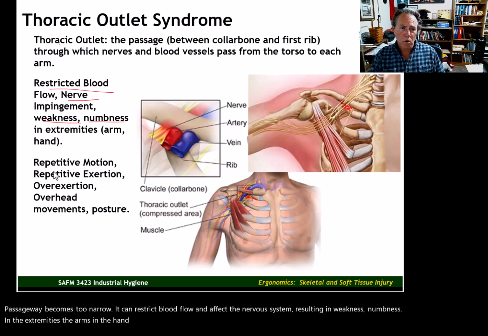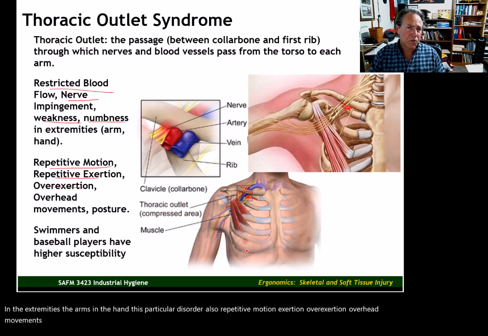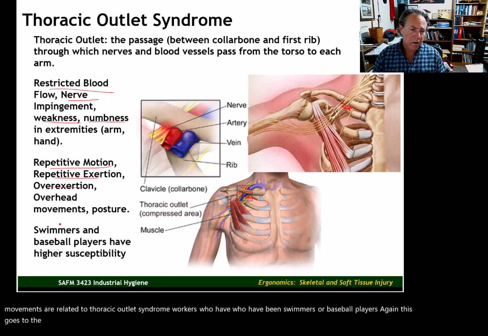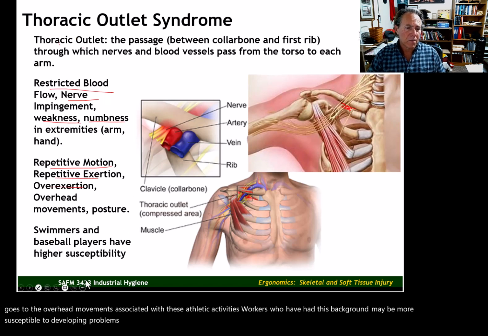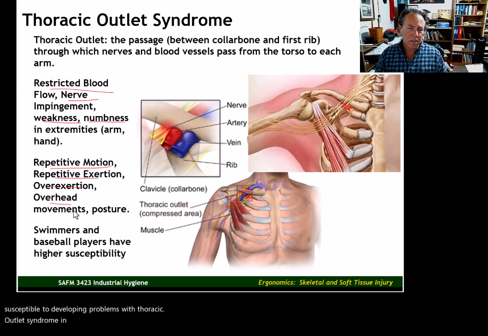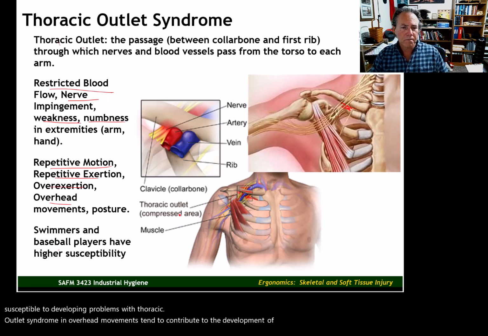This particular disorder, also repetitive motion, exertion, overexertion, overhead movements are related to thoracic outlet syndrome. Workers who have been swimmers or baseball players, again, this goes to the overhead movements associated with these athletic activities. Workers who have had this background may be more susceptible to developing problems with thoracic outlet syndrome. And overhead movements tend to contribute to the development of thoracic outlet problems.